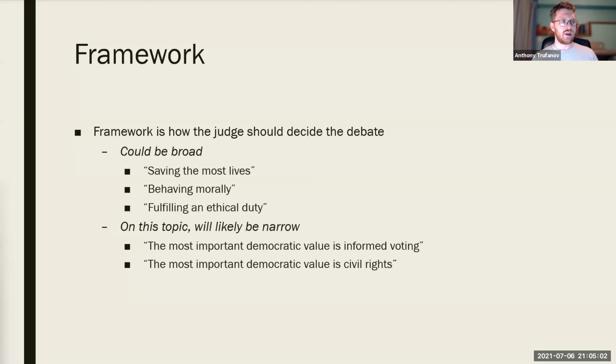So teams can make framework arguments that tell the judge what the most important democratic values are, and then the teams will have a debate about that and compare what the most important democratic values are to each other. So one team might say the most important value is informed voting. Another team might say the most important value is civil rights. And that is an idea that is pretty unique to public forum. It is a set of instructions for how the judge should determine the winner of the debate. We'll go into this in more detail later throughout the seminar.